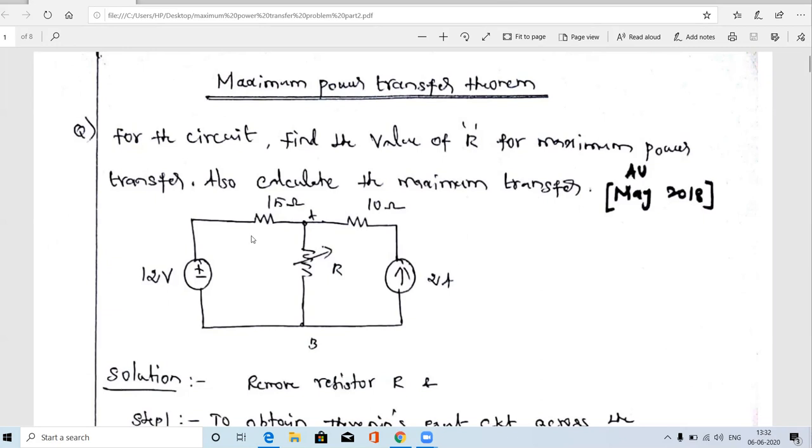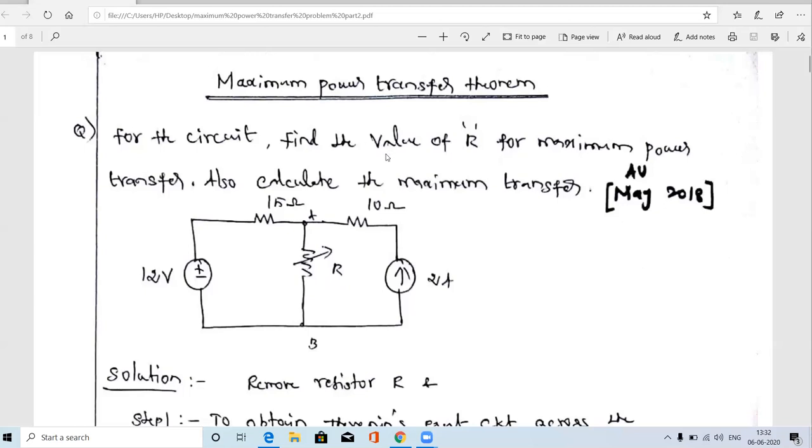So here you see the given circuit. The given circuit is a DC circuit, and in the circuit there is one voltage source, a 12 volt battery, and one current source, a 2 amp current source, and two resistances, and this is the resistor R. It's a variable resistor. What is our question? We have to find the value of this resistor R under the maximum power transfer condition. Here this resistor R is the load.